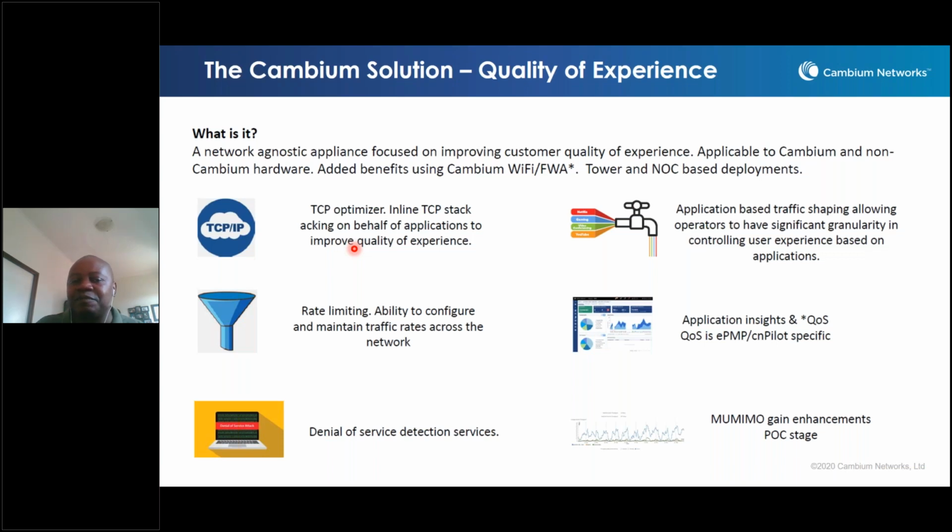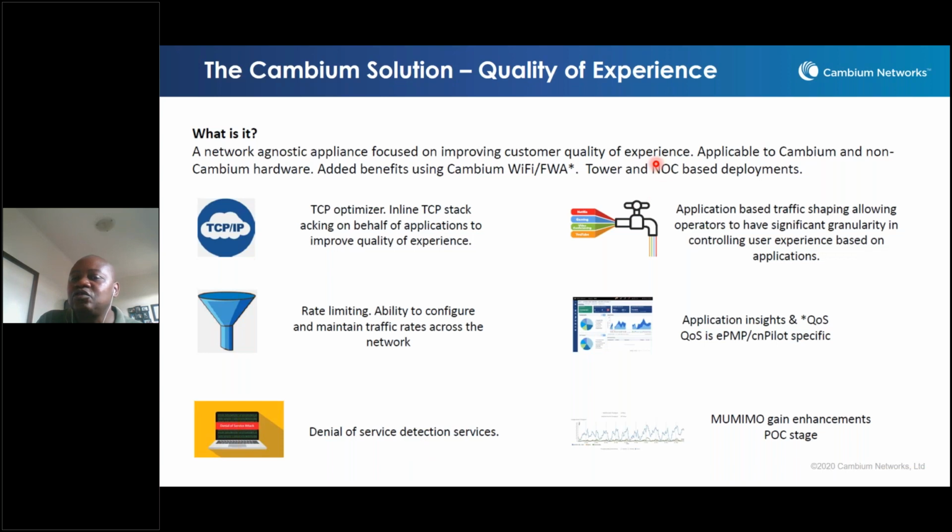Okay, that's one aspect. The other part of the box is a component that does rate limiting, where you'll be able to limit certain traffic types across the network. The other part is a denial of service detection service. It just alerts you. It doesn't act on it, but at least if you're alerted about something, that's a good start, right? That's just an add-on to this functionality.